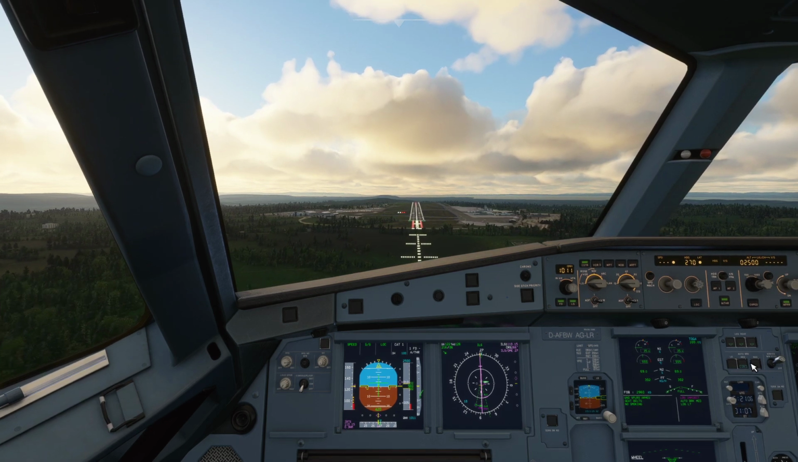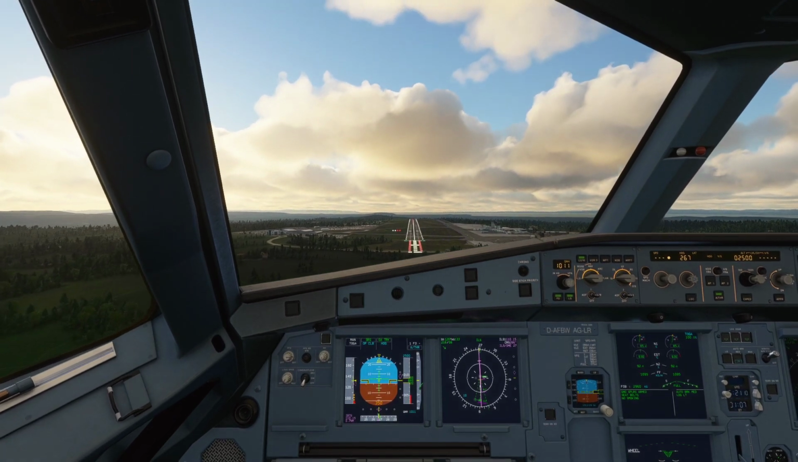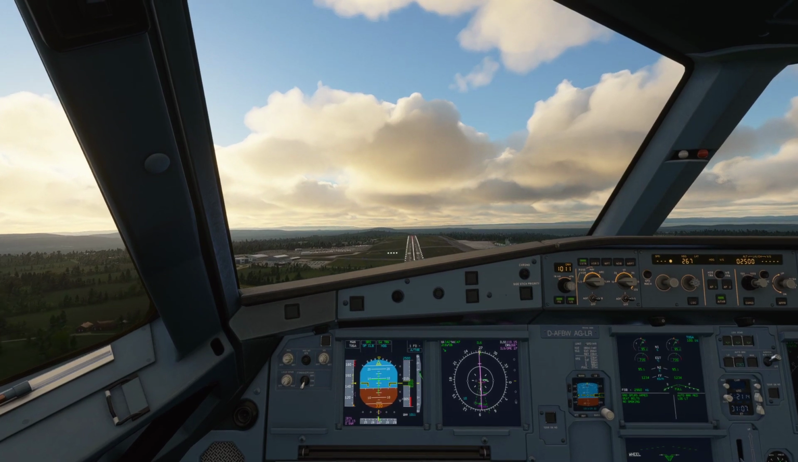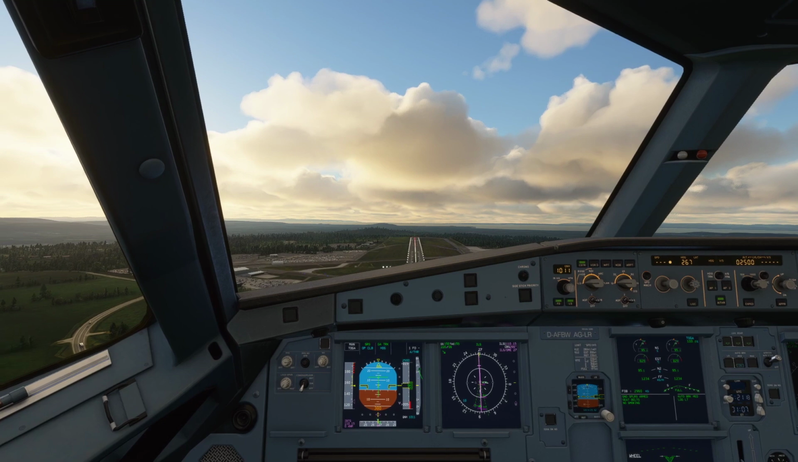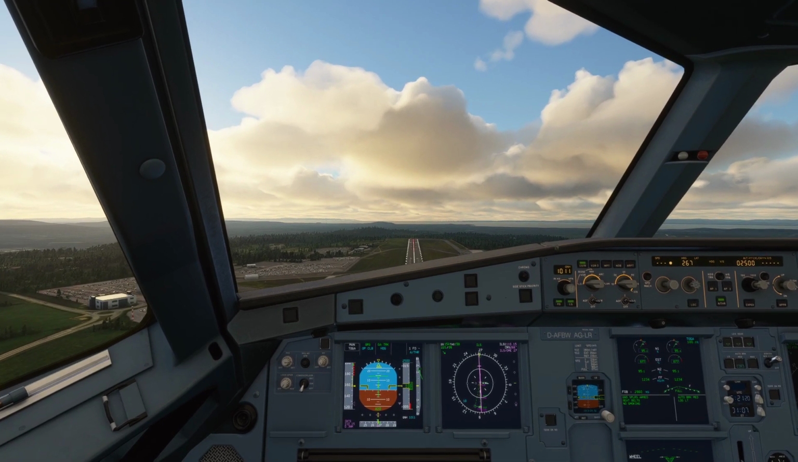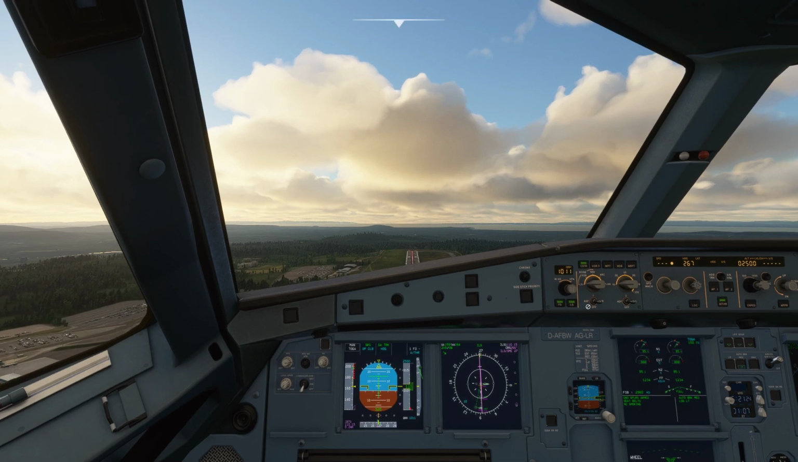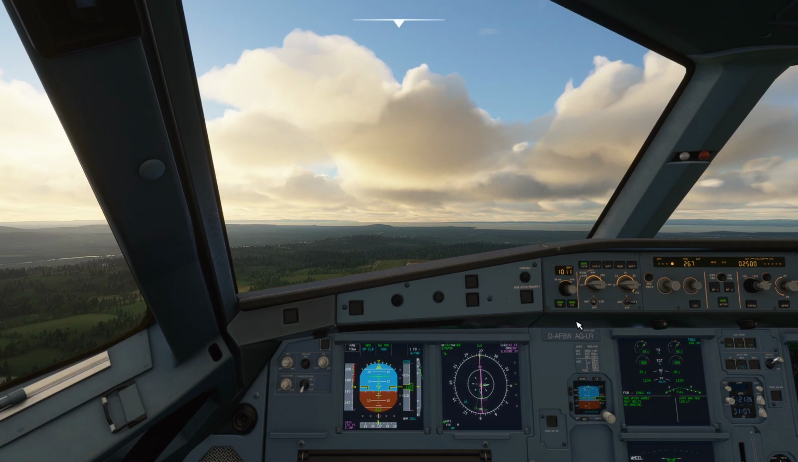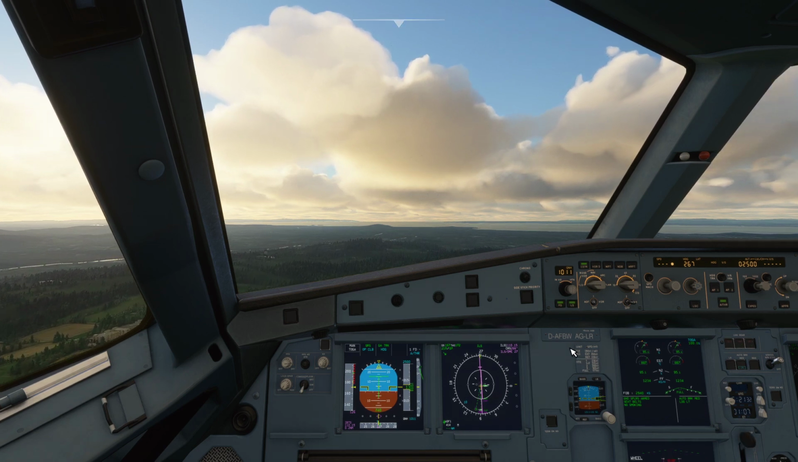So it would be TOGA, let the engine spool up a little bit, and then pull up. Fly the aircraft first, and then announce Speedbird 52 Papa going around. There we go. So now we need to track that VOR. So let's turn ADF on. We can get rid of the gear, bring the gear up. We are positive rate, climbing nicely.